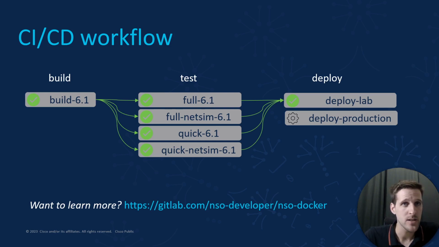So for every commit to the repository, an NSO Docker image is built with the latest version of the packages. Then all test environments are started, tests get executed, and if all of the tests pass successfully, then we can immediately deploy to the lab. If this is the main branch, this is what usually happens. And you can also either automatically deploy to production too, or have this as a manual job.